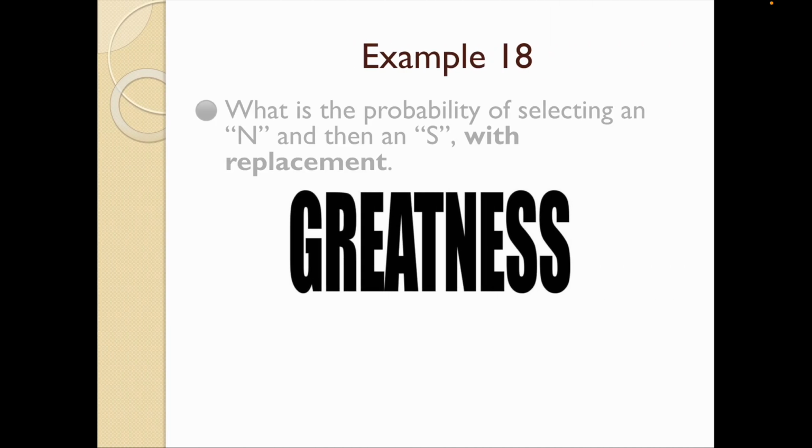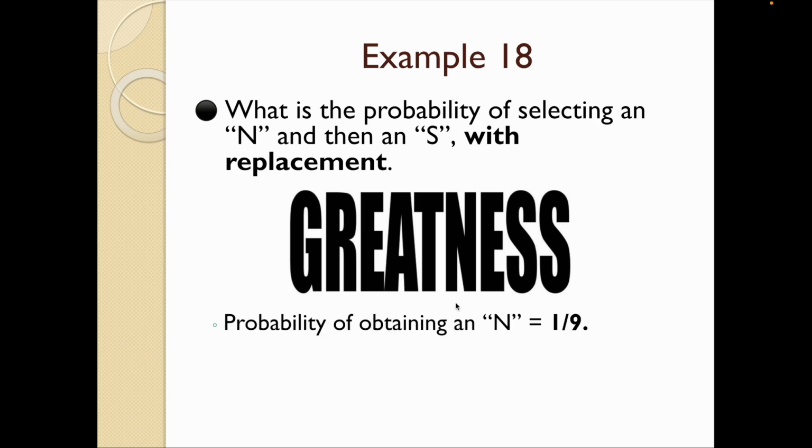So we have this word here, greatness. What is the probability of selecting an N and then an S with replacement? We're saying let's take the letter N, and then it can go back, then we could select the letter S. That's what we mean by replacement. So what's the probability of selecting an N? 1 out of 9. Good.